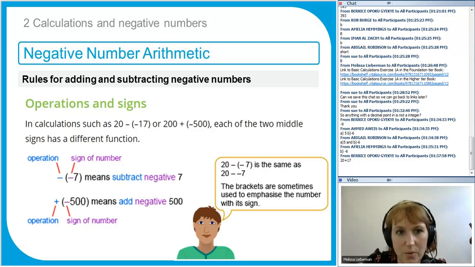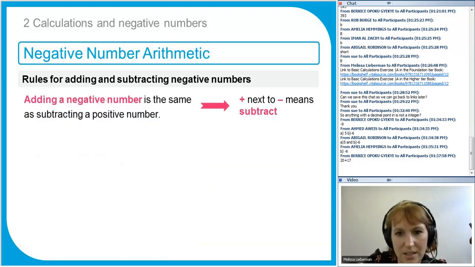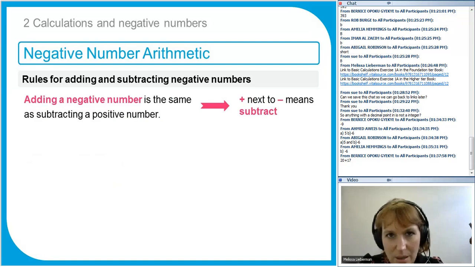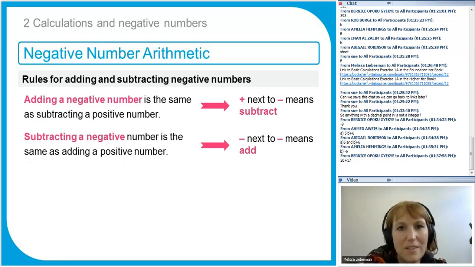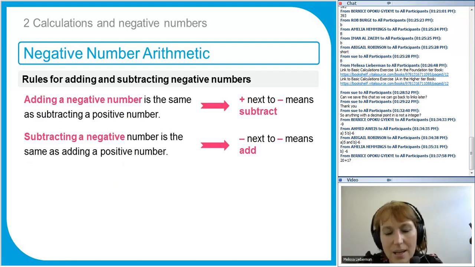So let's have a look at a couple of questions where these brackets are in. The thing you need to remember with adding and subtracting is if you see a plus next to a minus, that means subtract. And if you see a minus next to a minus, that means add, because if we subtract the positive number, we go down, but if we subtract the negative number, then we go back up again.